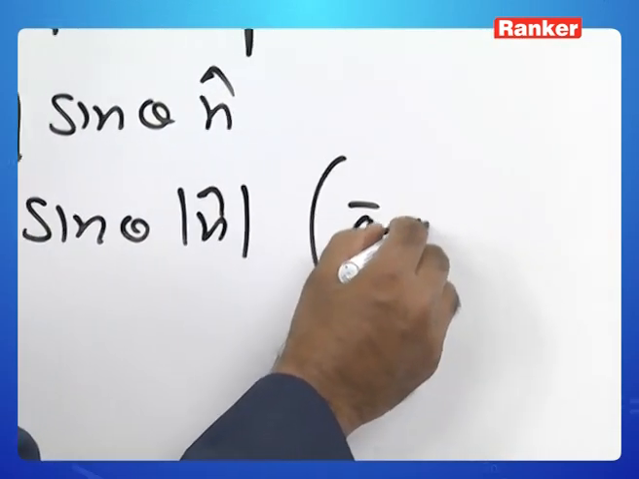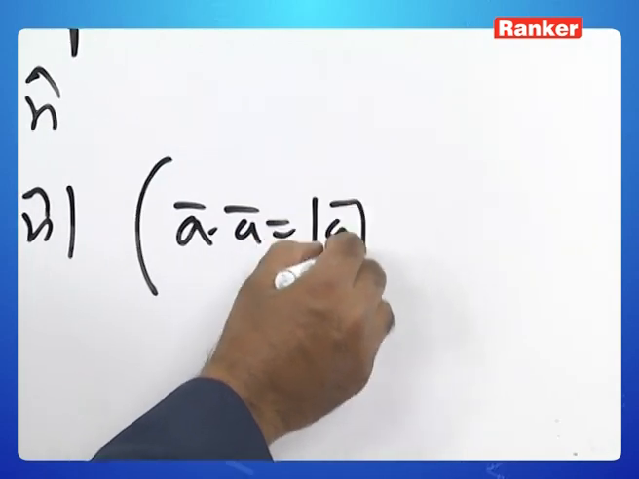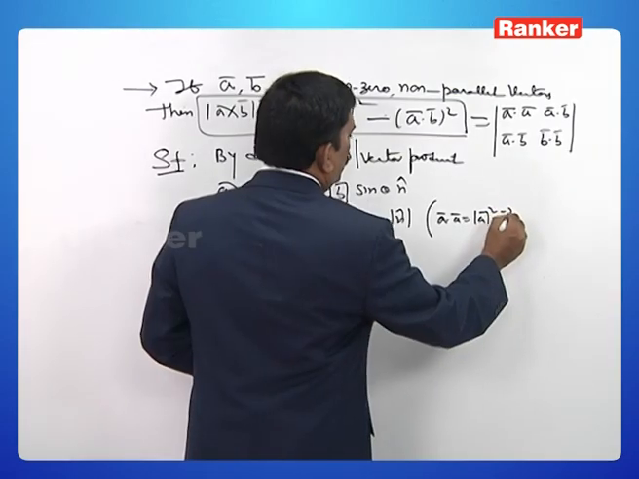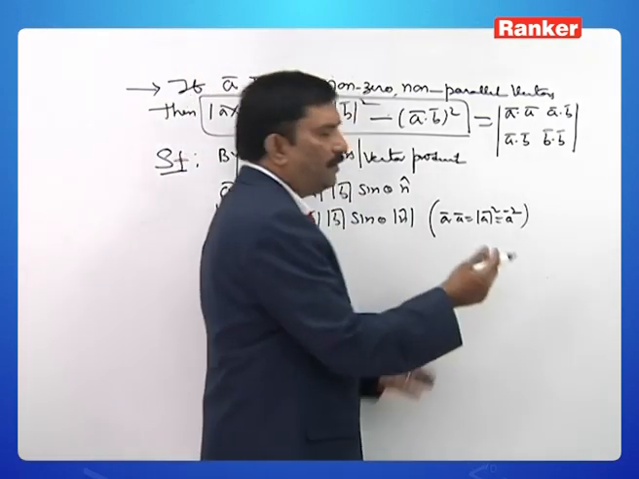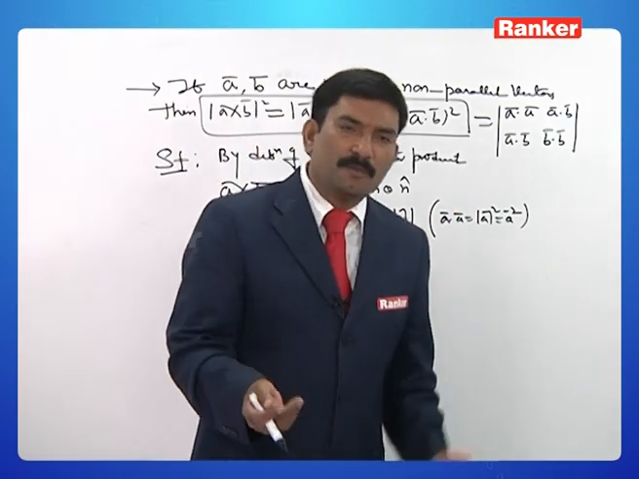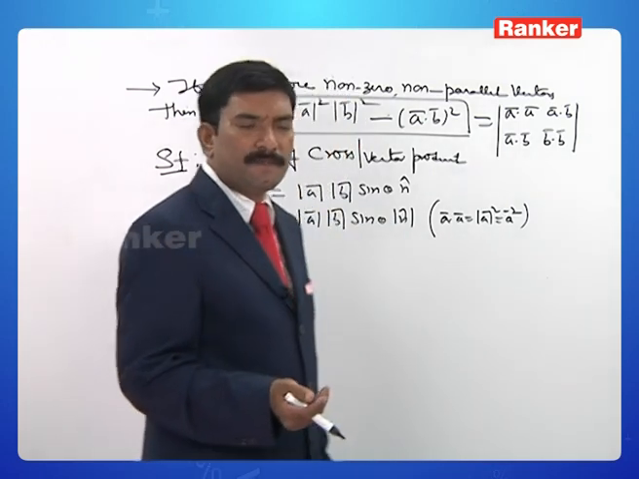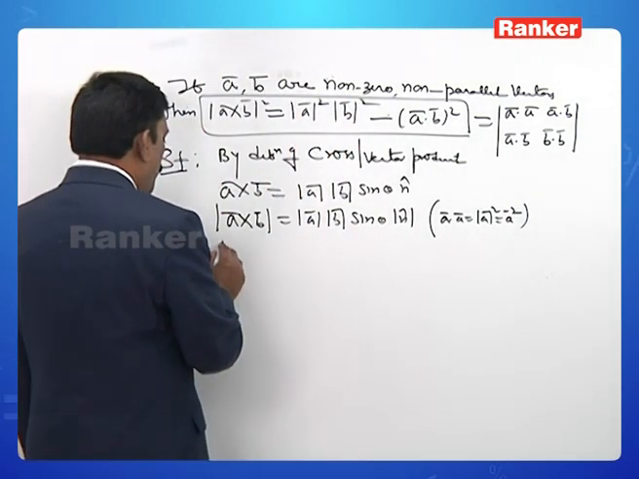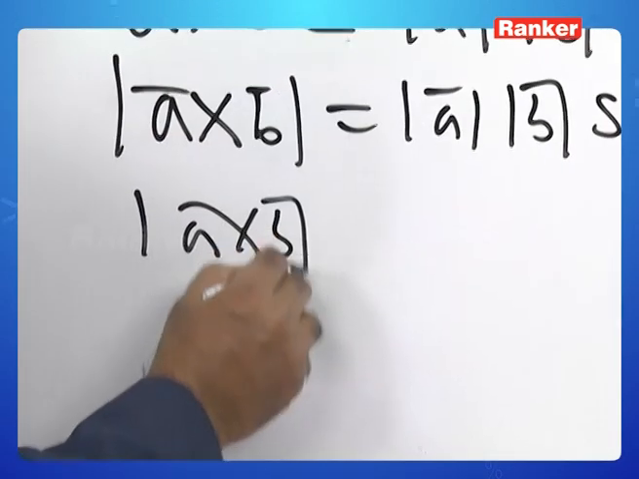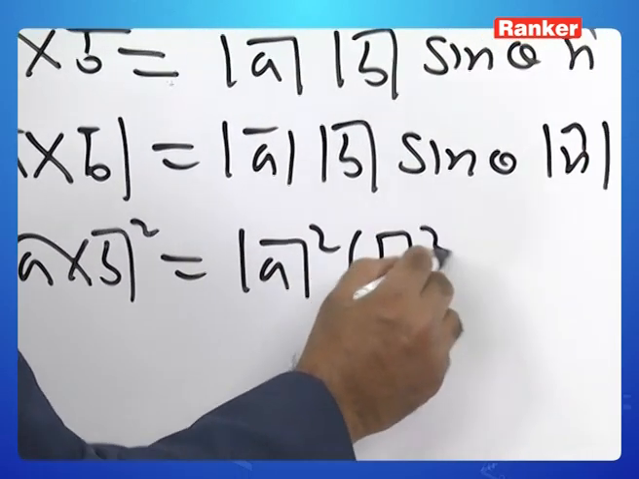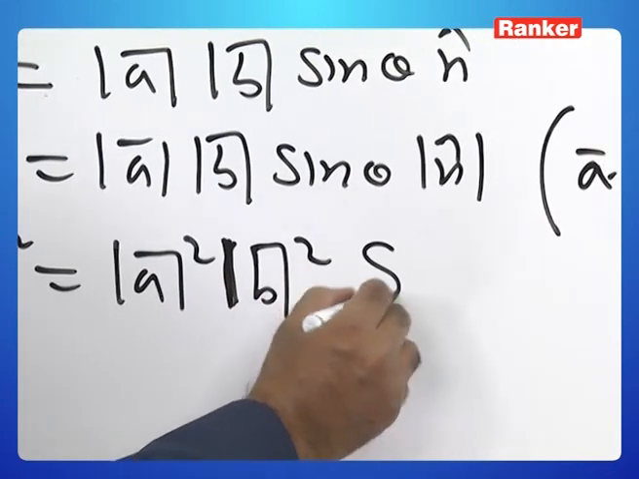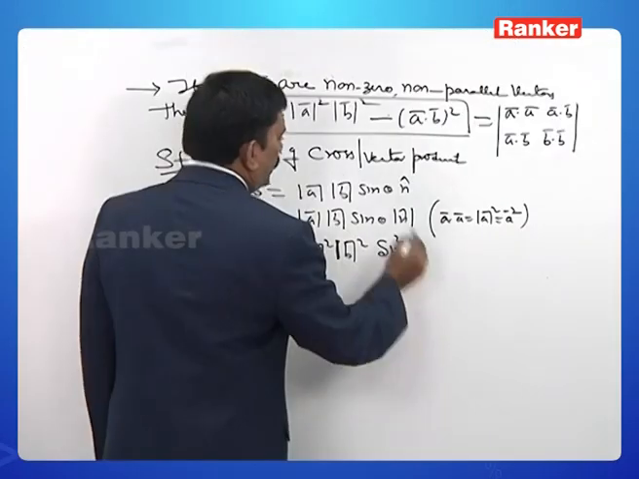A dot A is equal to mod A whole square is equal to A bar square, or A square, we call it. You can square, otherwise you can take the modulus. Later you can square on both sides. So therefore, A bar cross B bar whole square is equal to mod A whole square mod B whole square into sin square theta. Followed?